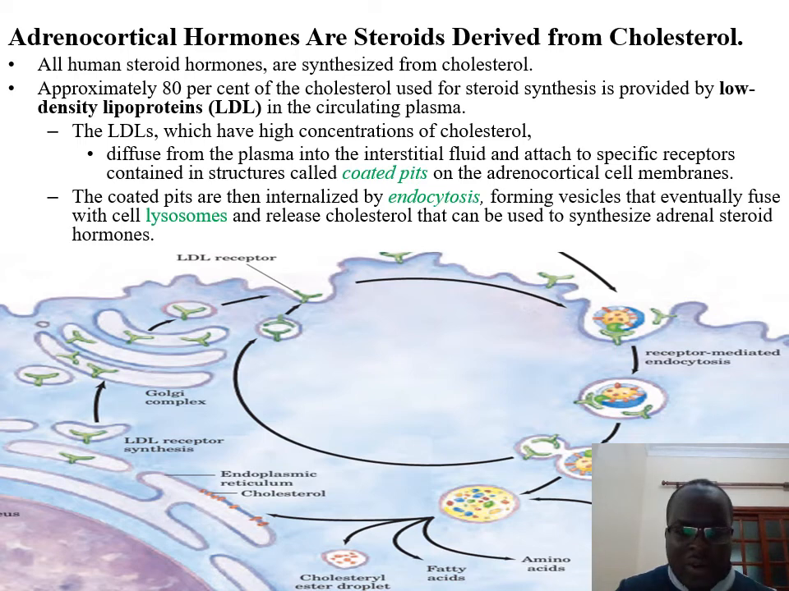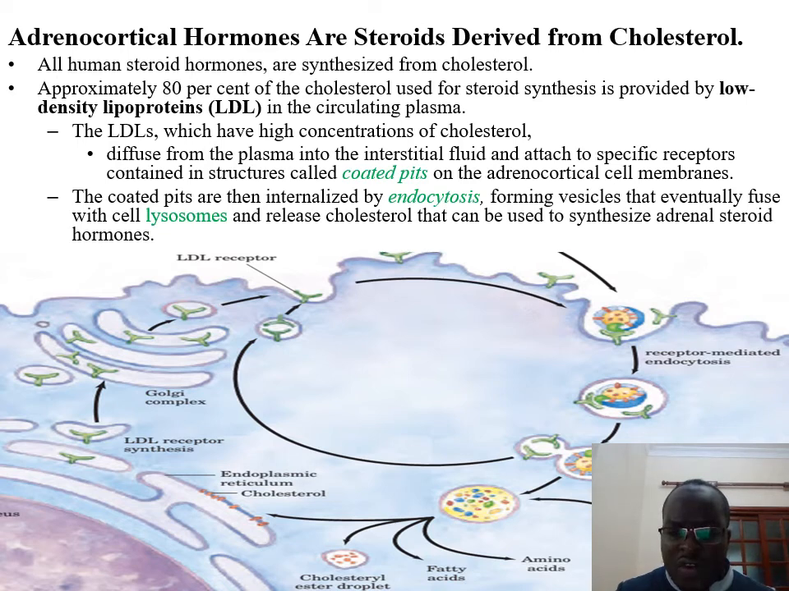So you can see we have these cells that are found in the cortex. They are called adrenocortical cells. You have the adrenocortical cell membrane with the coated pits, and you can see the coated pits with the receptor. Low density lipoprotein will come and bind to the low density lipoprotein receptor and be internalized. So you can see here the interaction between low density lipoprotein and the low density lipoprotein receptor. It will be internalized by endocytosis.